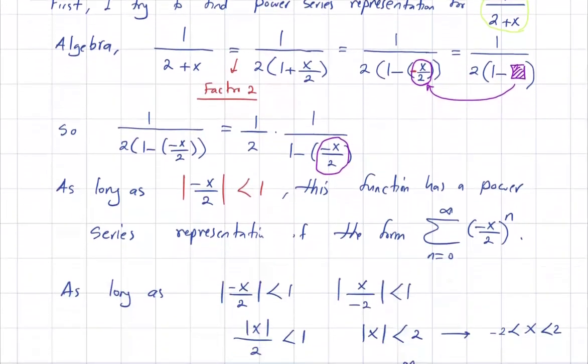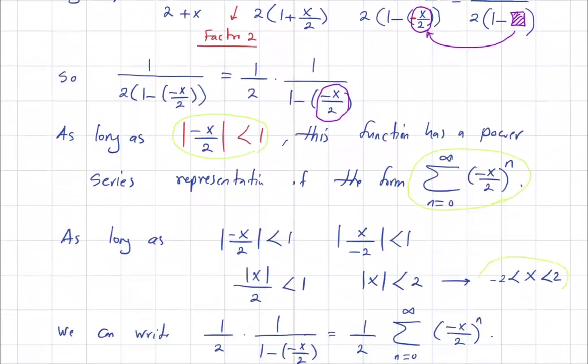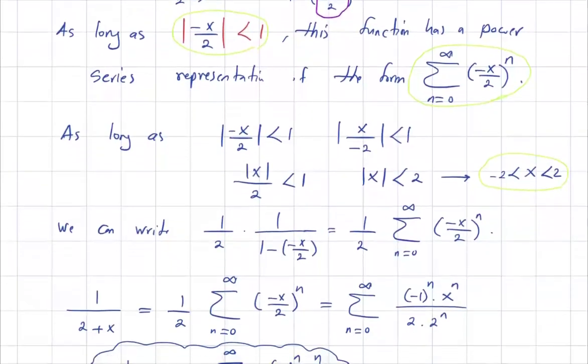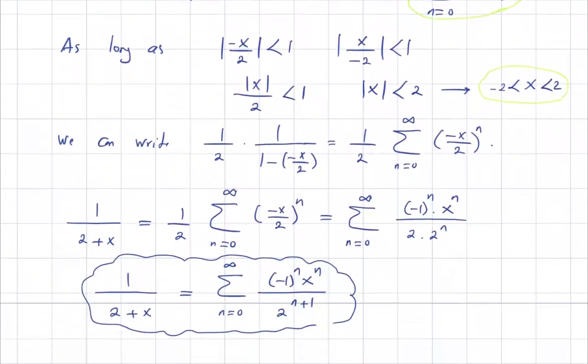As long as the absolute value of the ratio, which is negative x divided by 2, is less than 1, this function has power series representation of the summation of that quantity to power n, and start from 0 to infinity. So as long as your x is bounded between negative 2 and 2, this function has power series representation as negative 1 to power n, x to the n divided by 2 to power n plus 1. Now all you need to do is to multiply both sides by x cubed.